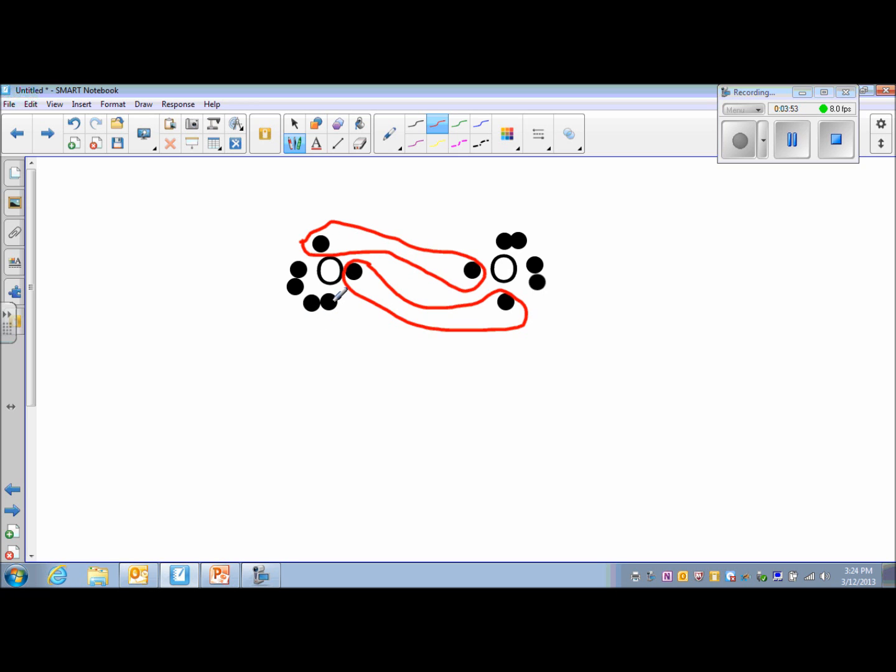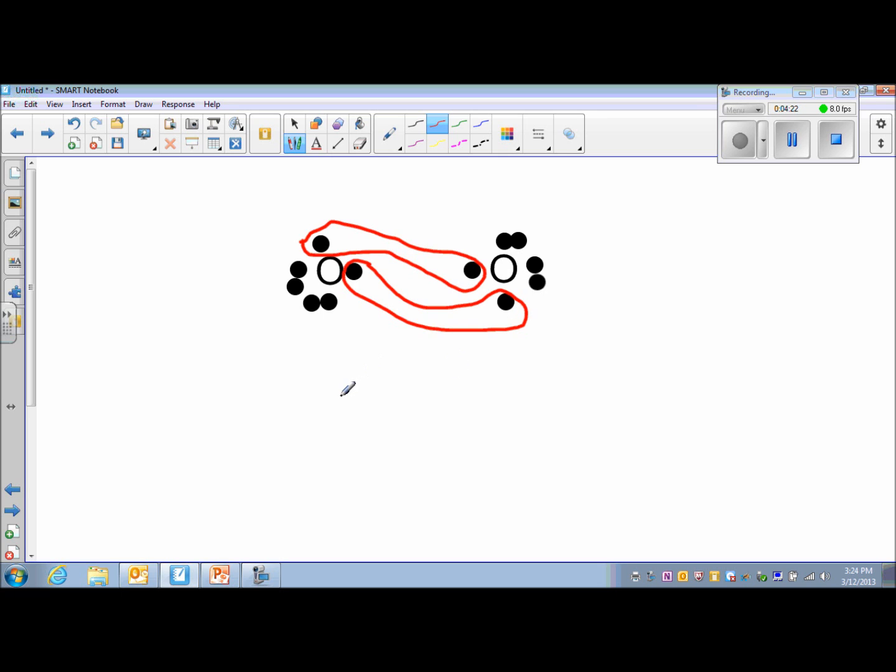Let's count. So we have 1, 2, 3, 4, 5, 6, 7, 8. So this oxygen is happy. Now let's count this one over here on the right. 1, 2, 3, 4, 5, 6, 7, 8. So now this oxygen over here is happy as well. They both have 8 valence electrons.